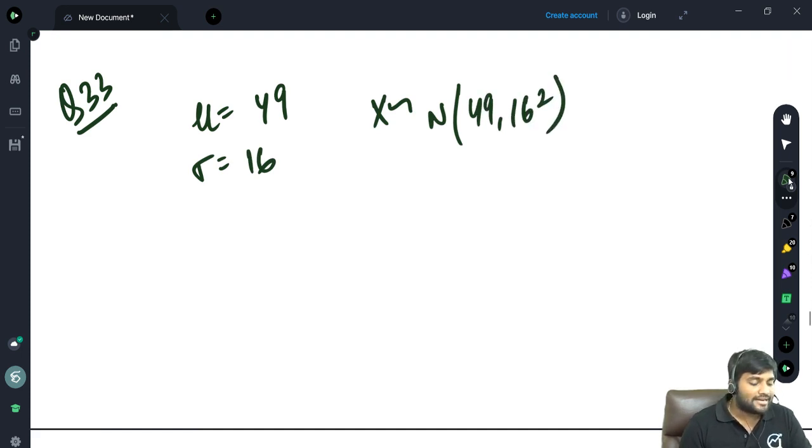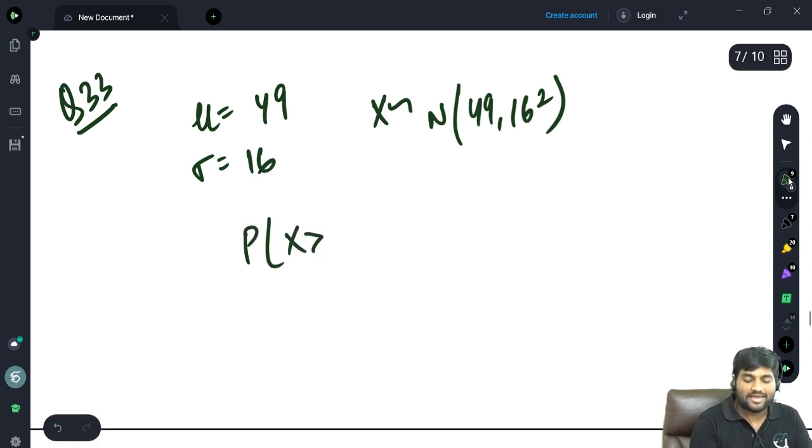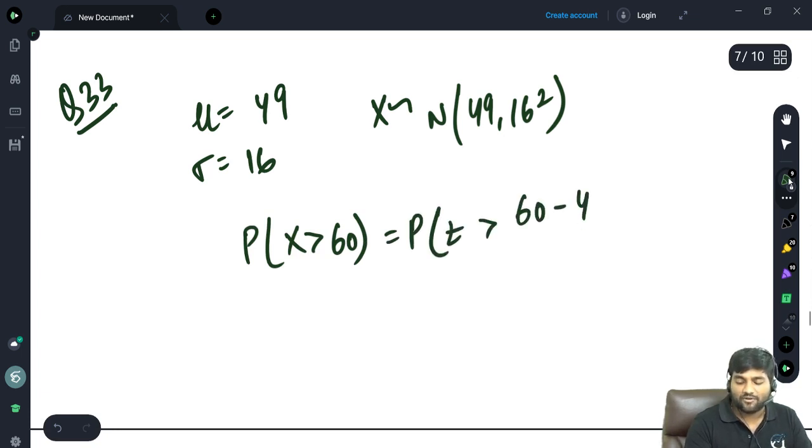What is the probability that a subscriber will spend at least 1 hour? So probability X is greater than 60, which is equal to probability Z is greater than 60 minus 49 by 16. Now please solve and get the answer.